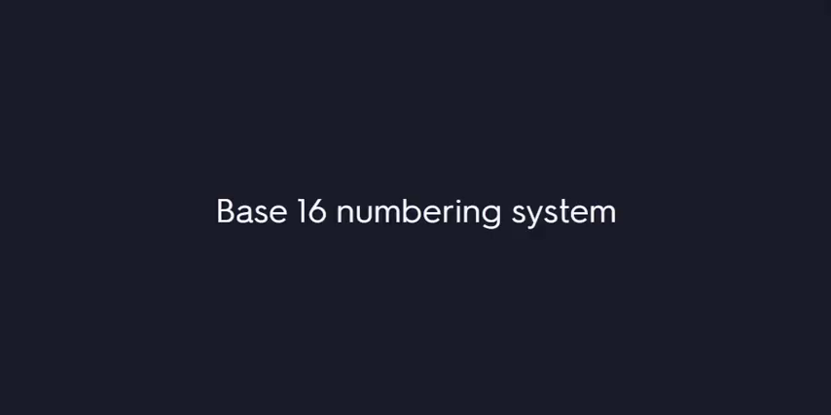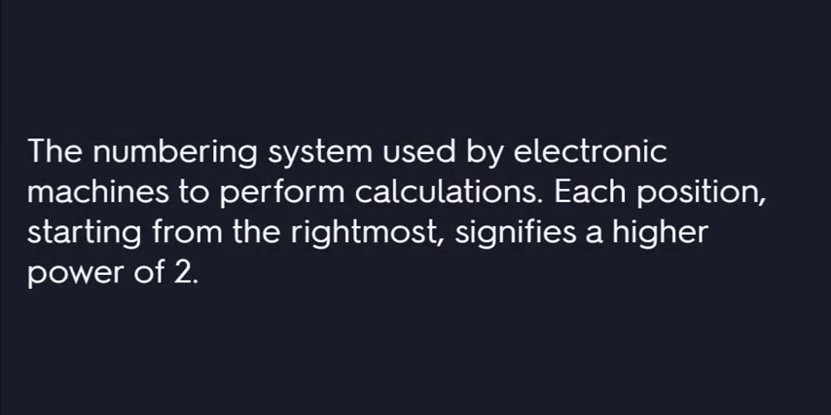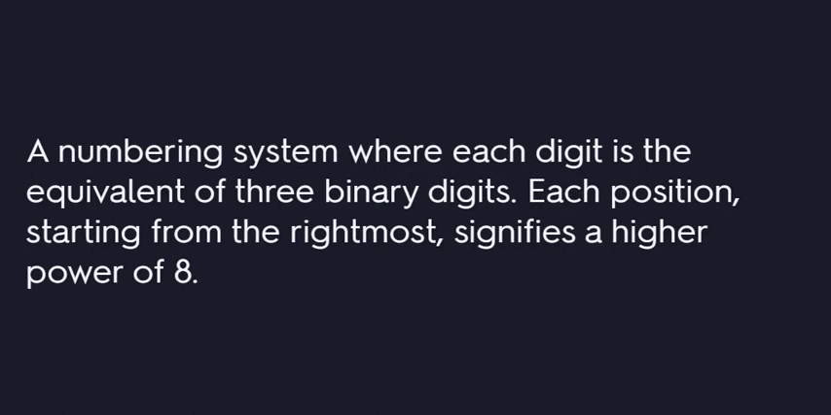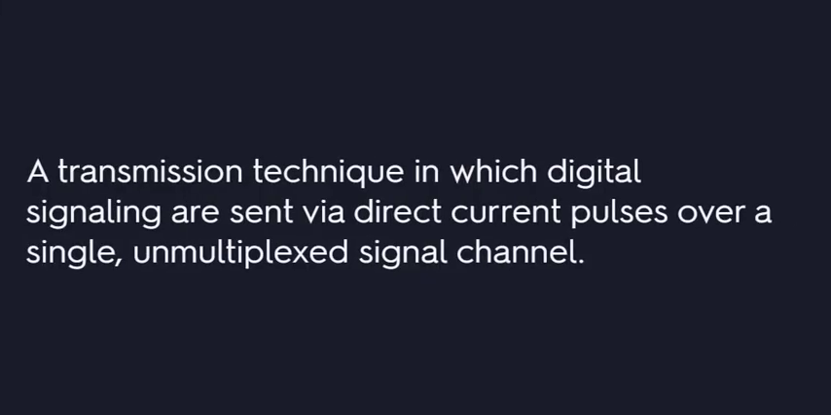Base 2 numbering system: the numbering system used by electronic machines to perform calculations. Each position, starting from the rightmost, signifies a higher power of 2. Base 8 numbering system: a numbering system where each digit is the equivalent of 3 binary digits. Each position, starting from the rightmost, signifies a higher power of 8.